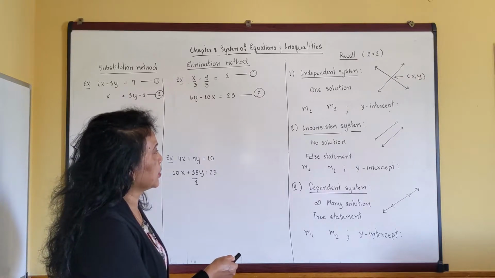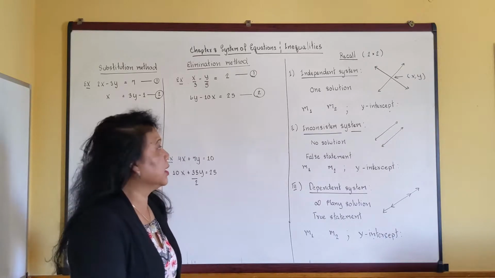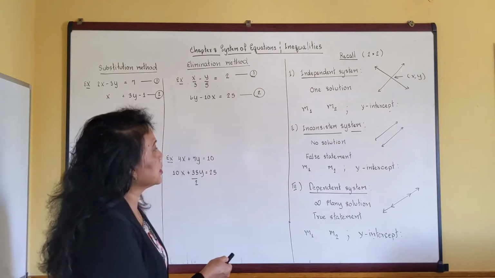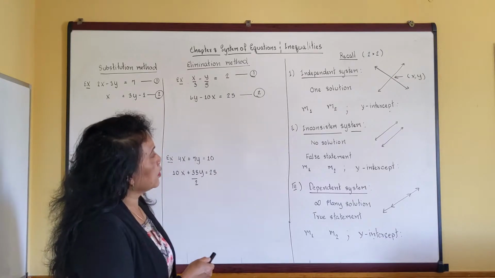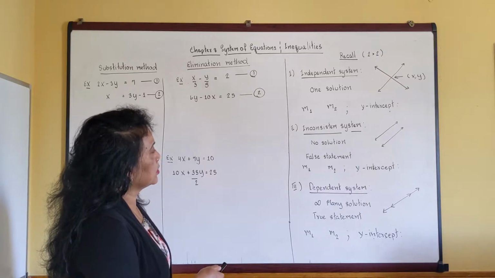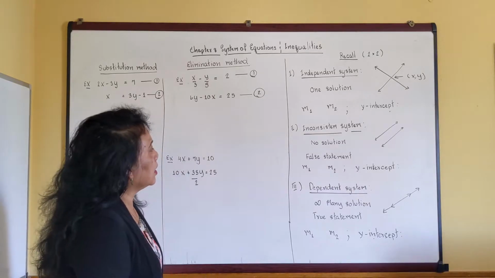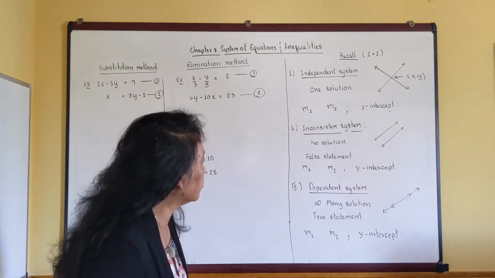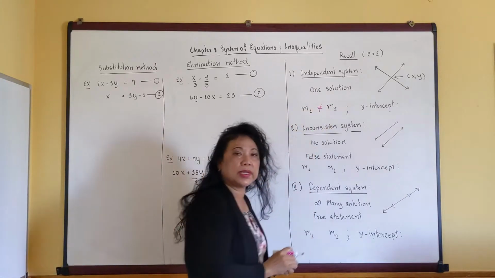You can have coordinate x, y, and this point should satisfy both equations. So this is called independent system. You have only one solution, and this point x, y is the solution for both equations. If you look at the graph, this graph is going down, so the slope should be negative, and this one slope should be positive. So these two graphs will not have the same slope. The slope will be different.